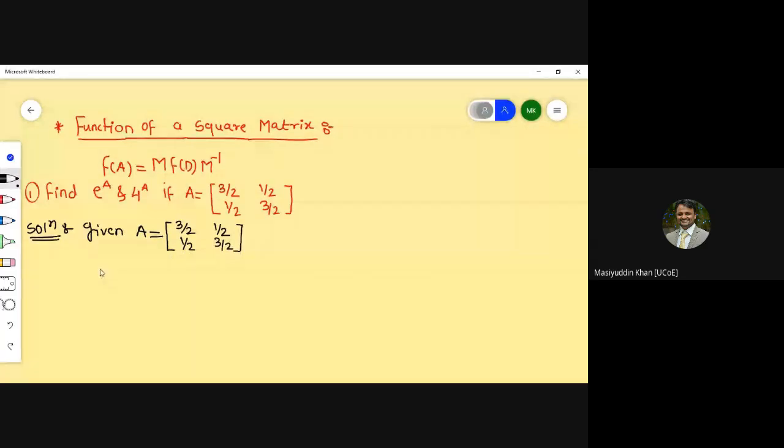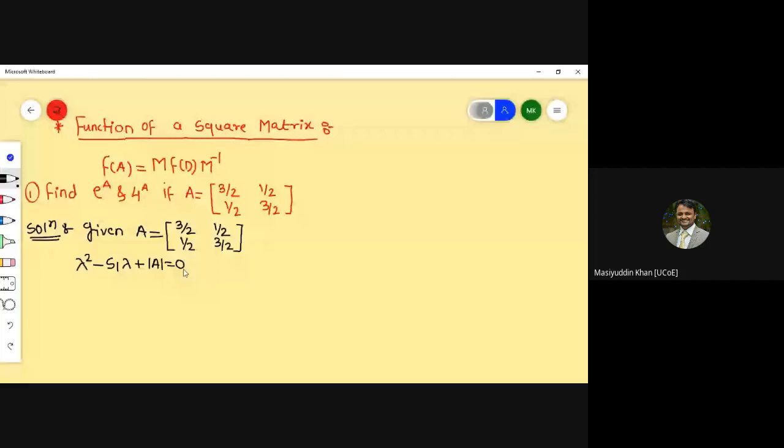Now the characteristic equation for this matrix is lambda square minus S1 lambda plus determinant of A equal to 0. The previous lecture clearly explained this concept, so please remember these things. For a 3 cross 3 matrix, it is lambda cube minus S1 lambda square plus S2 lambda minus determinant of A is equal to 0. But for 2 cross 2, we have to utilize this part.